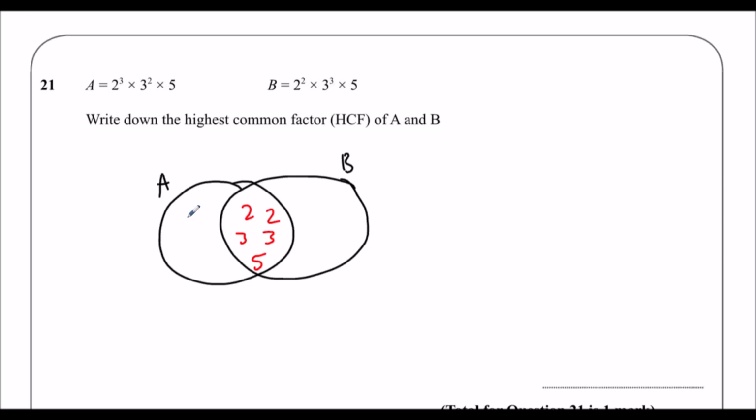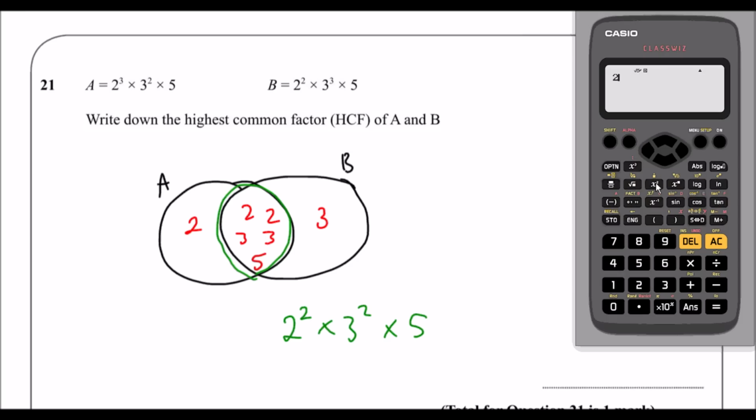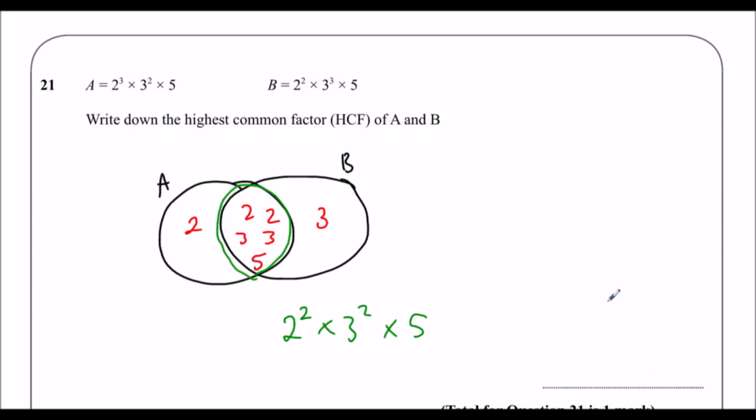And then A has also got another 2. B has also got another 3. So which ones are in common? They're the ones in the middle, 2 2s, 2 3s, and a 5. So the highest common factor is 2 times 2 times 3 times 3 times 5, which is 180. If it was the lowest common multiple, it'd be all of these numbers multiplied together. So 2 times 2 times 2 times 3 times 3 times 3 times 5.